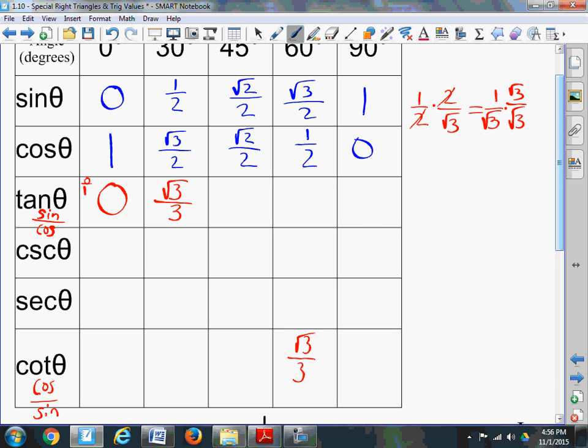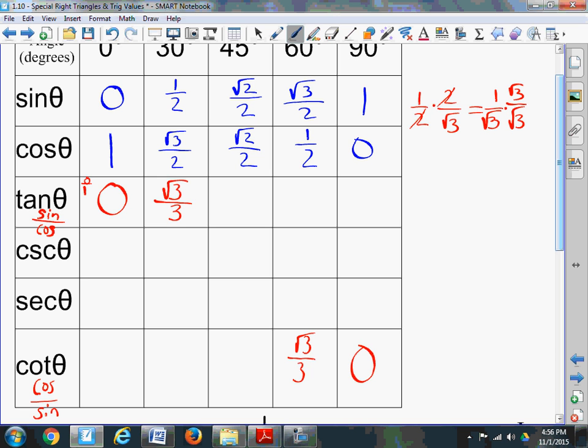Right. Similarly, when we do 0 over 1, that would be for 90 degrees. Right. So that pattern of as it's going to the right, the reciprocal is running to the left. So this is going to speed up the process as far as finding the value of each of these trig ratios.